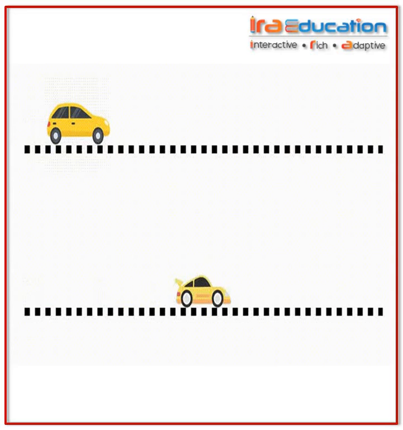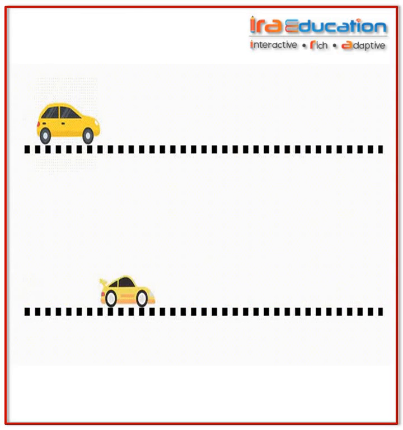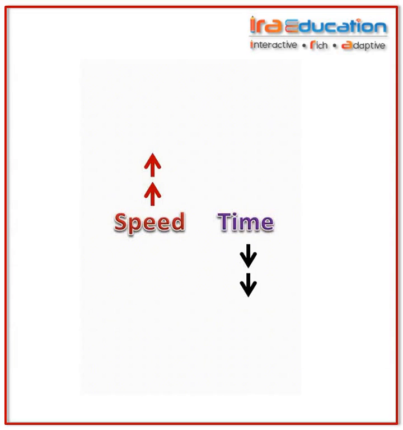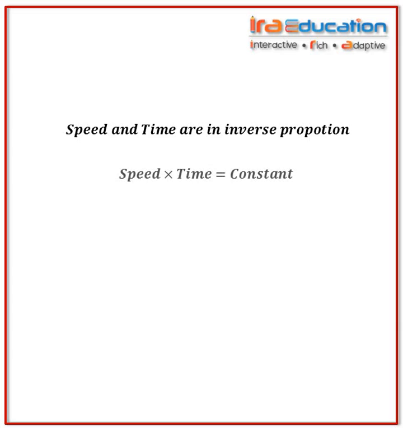We can say that if the speed is more, then less time is needed to cover a given distance. So as the speed increases, the time taken to cover that distance decreases. So we say that the speed and time are in inverse proportion or inverse variation. If two quantities are in inverse proportion, then their product will be a constant.